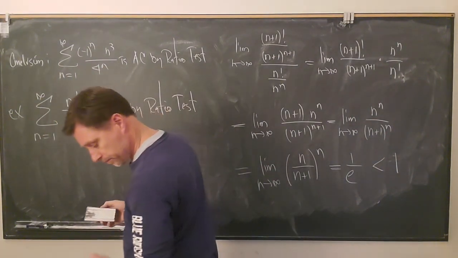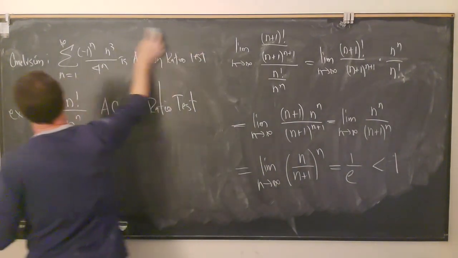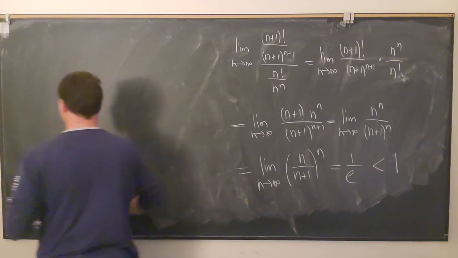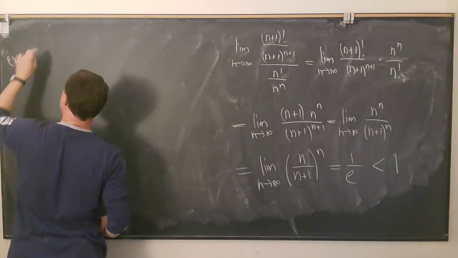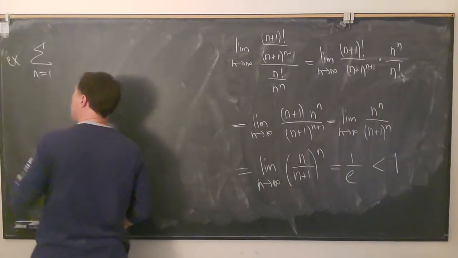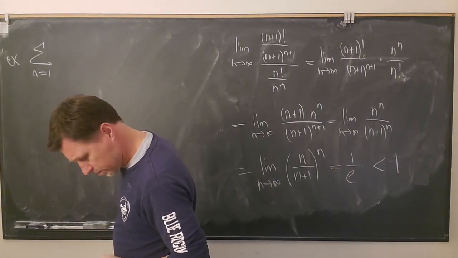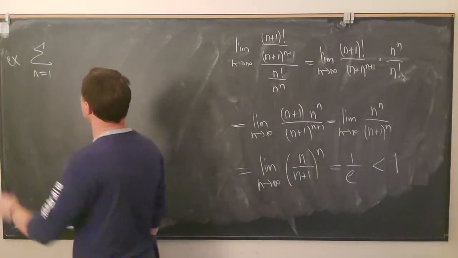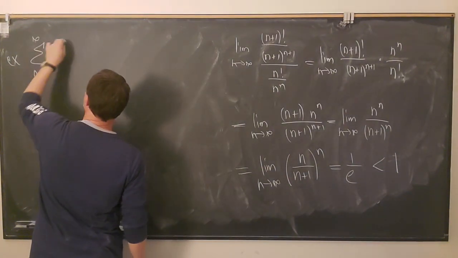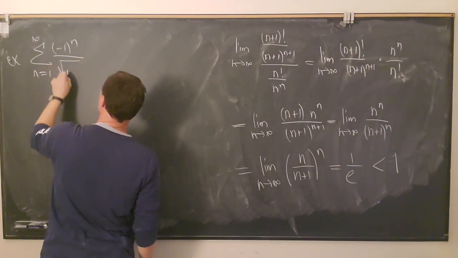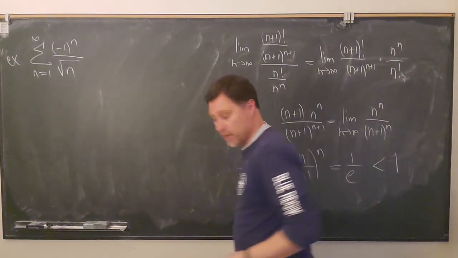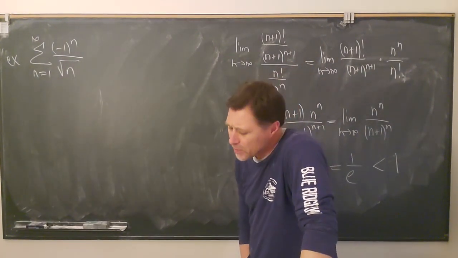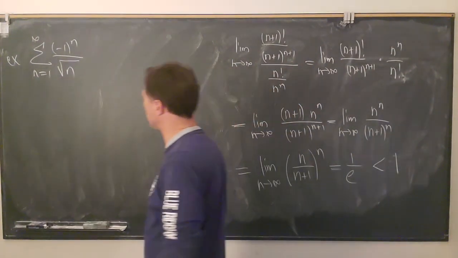Let's try one more example. The sum from n equals 1 to infinity of (-1)^n over the square root of n. Now, when I see this one, I'm going to do the ratio test, but it turns out that's the wrong test to use. But I just want to do it so you can see why it's the wrong test to use.